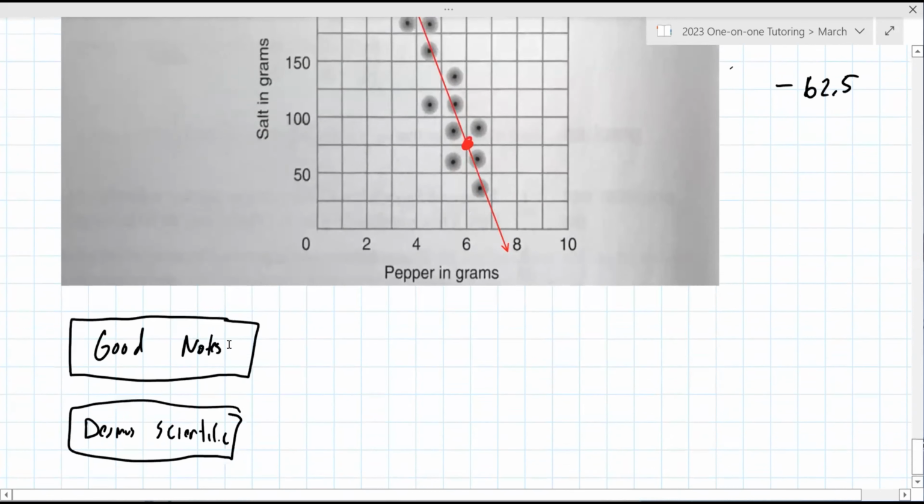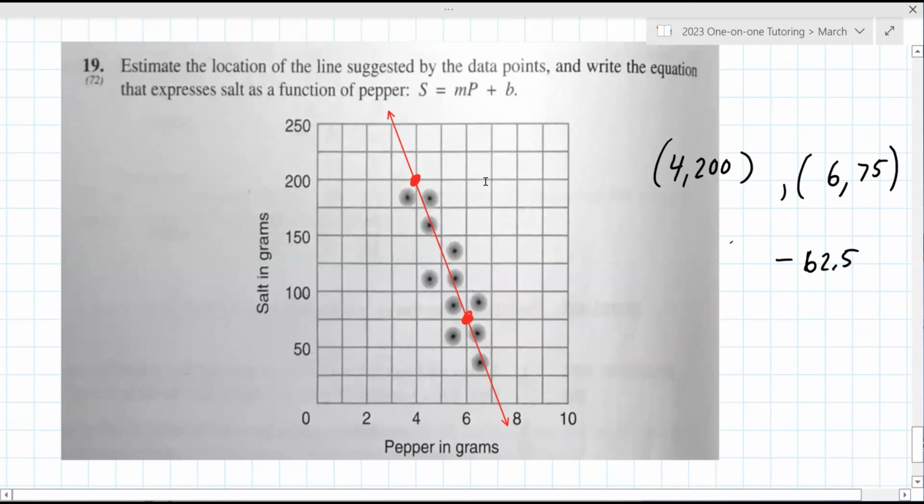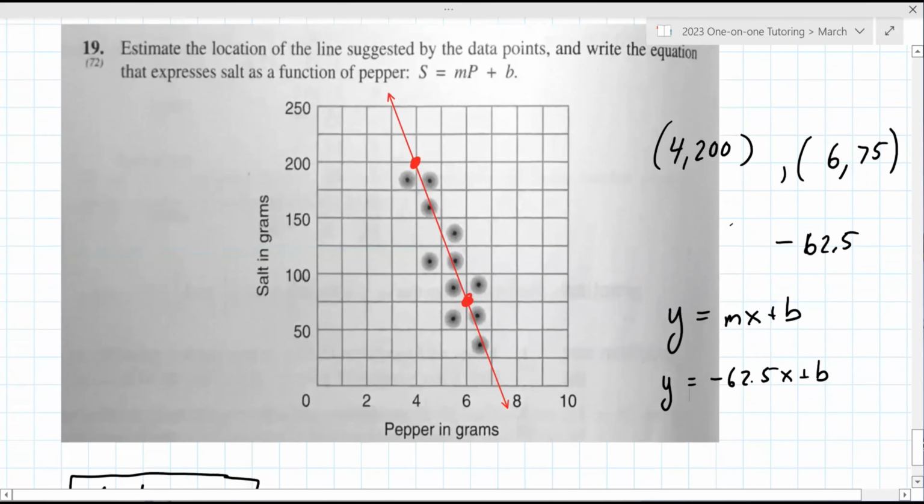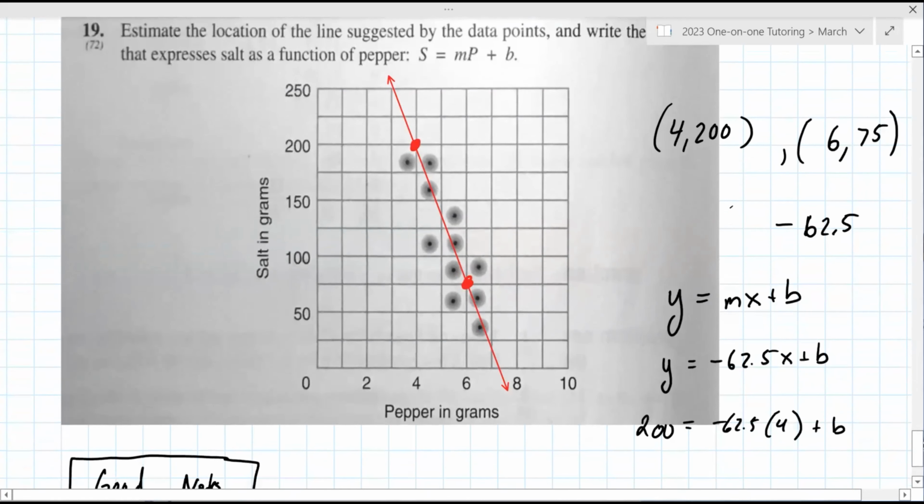So the way we've done these in the past is I've recommended writing the more standard y equals mx plus b, so y equals minus 62.5x plus b. And then to solve for b, you're going to use one of these ordered pairs. I'm slightly leaning towards this first one. So 200 in for y, minus 62.5. Okay, go ahead and solve that for b for us, please. Okay.